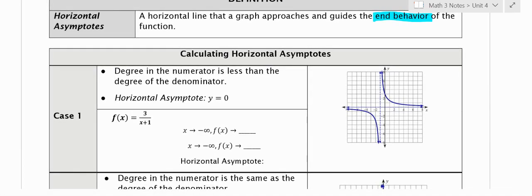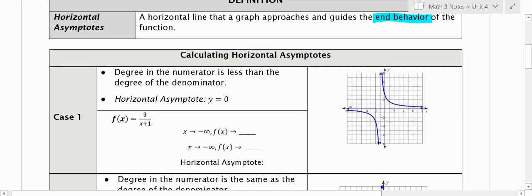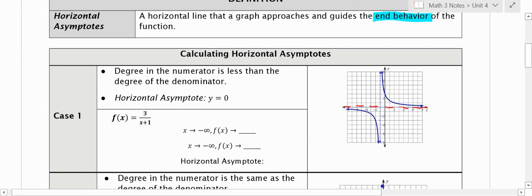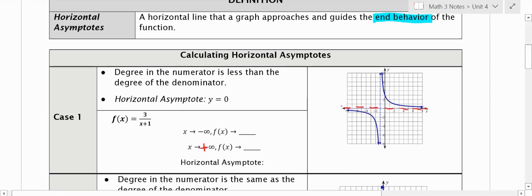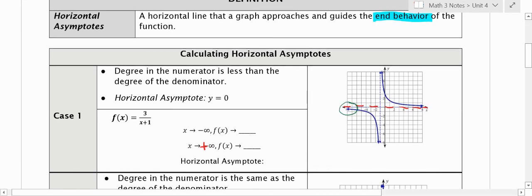So the first case we're going to see, and this is the one we probably have seen come up quite a bit already, is when we talk about a horizontal asymptote and it's approaching 0. So what we're going to find is when the degree of the numerator is less than the degree of the denominator, when we look at that end behavior, if I was to look at the left tail as it goes to negative infinity, it's actually not going up or down. It's actually getting really close to that y equals 0 line.